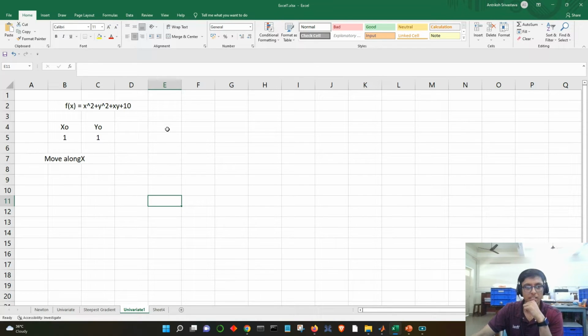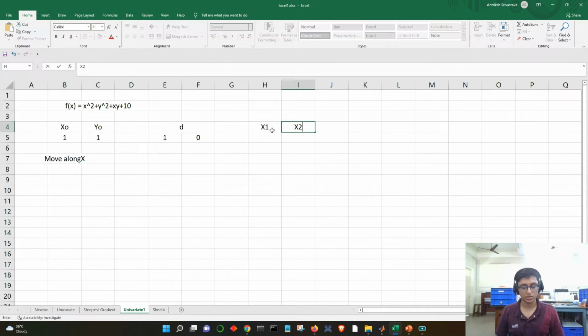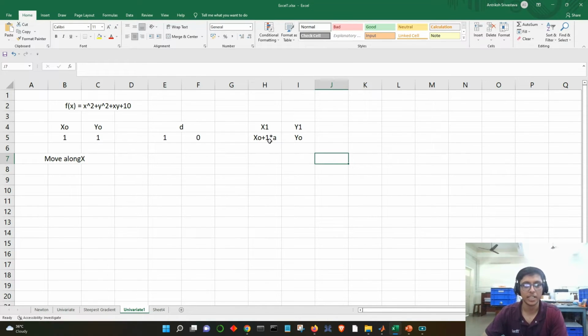The direction vector will be a unit vector along x, so it will be 1 and 0. Yes, correct. So basically x1 and y1 will be: x1 is x naught plus 1 into alpha. Let me write alpha as a. And y1 will be y naught plus 0 into alpha, so let's just keep it at y naught.